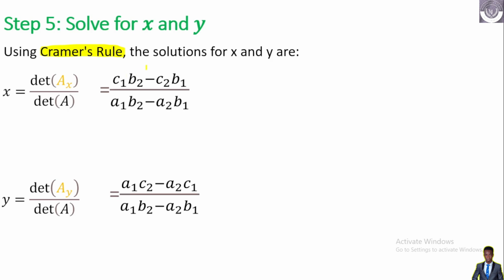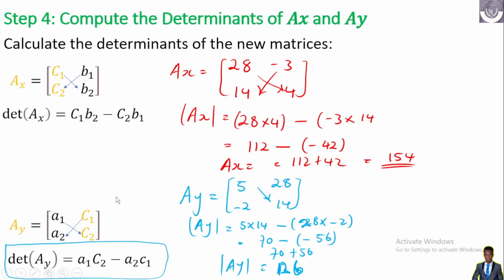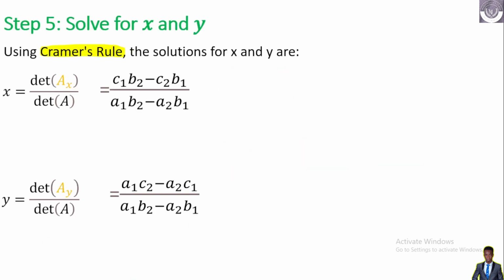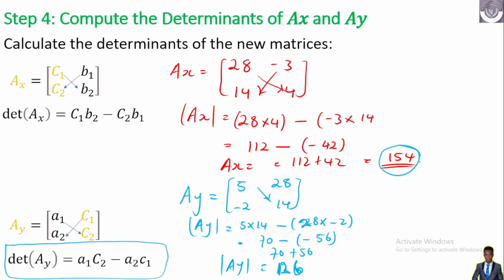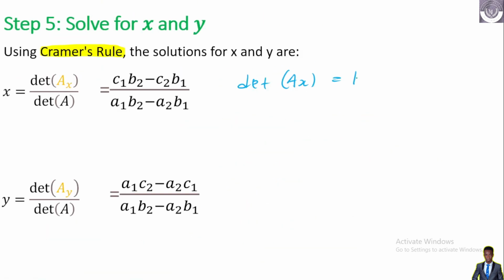So now let's take again from the example. Let's proceed. What is the determinant for AX? This is what we have for AX, and this is also what we have for AY. So let's just consider AX first. The determinant for AX, remember, it is this one, 154. So this is the determinant for AX.